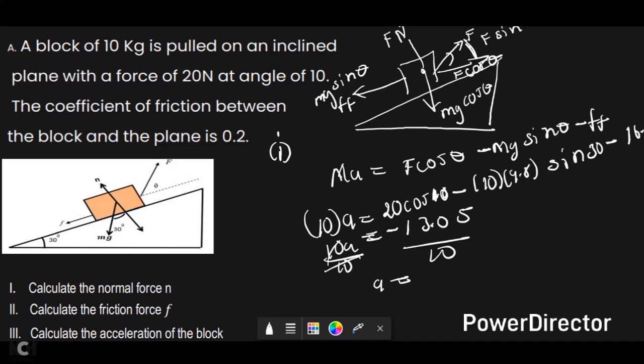So that's how we find the acceleration, meaning that it will be negative 0.130. Right, that's right. So that's how you do that one.